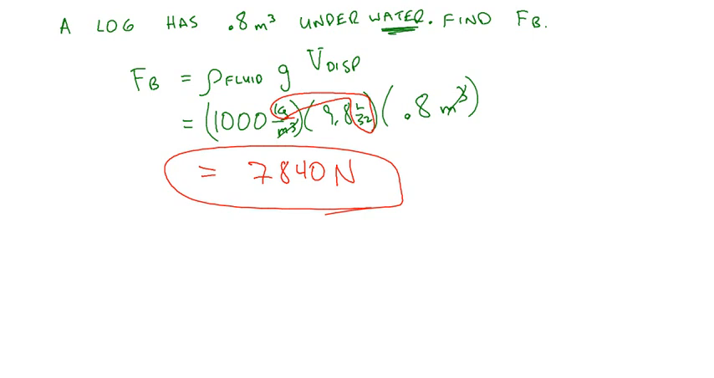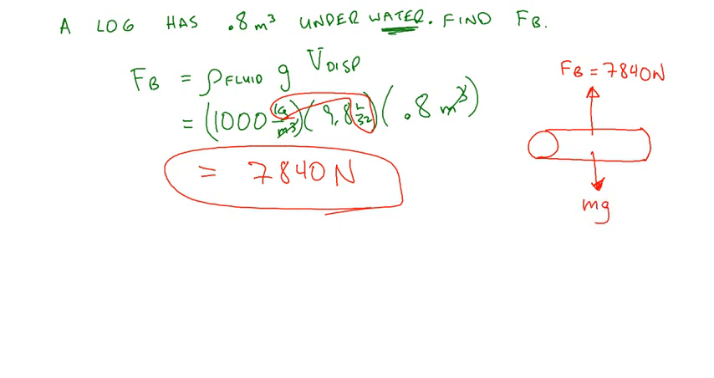upward force, but I've got to do something else. Here's the log, and I've got this buoyant force that we just calculated, 7,840 newtons. I also have to consider the weight of the log. If the weight is greater than the buoyant force, then the log is going to sink. If the buoyant force is greater than the weight, the log will rise. If they're exactly equal, then they cancel out and it stays there.